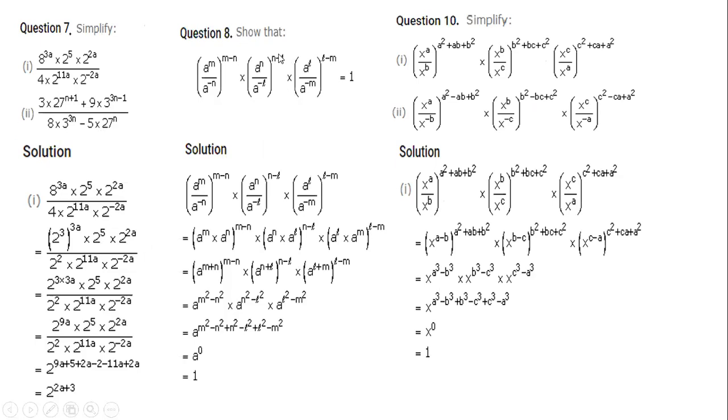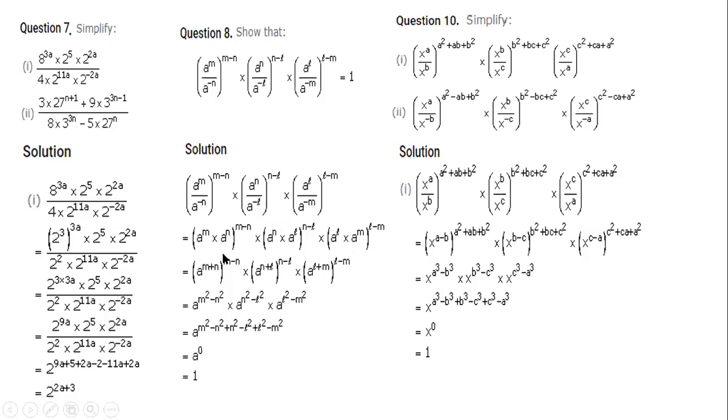Come to the question number 8. We have to show, this is the left hand side, we have to show this one is equal to 1. The first thing we all know, something raised to a negative power, we can rewrite in terms of positive exponents. So a power m by a power minus n can be written as a power m into a power n. Similarly for this one, a power n into a power l into a power m.